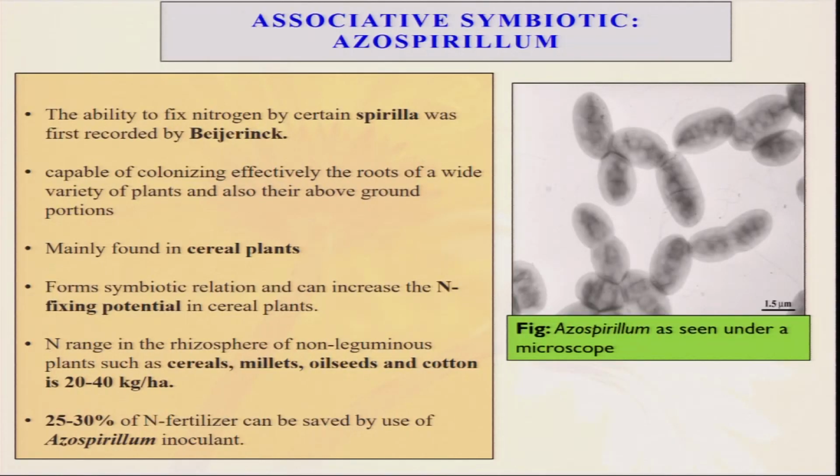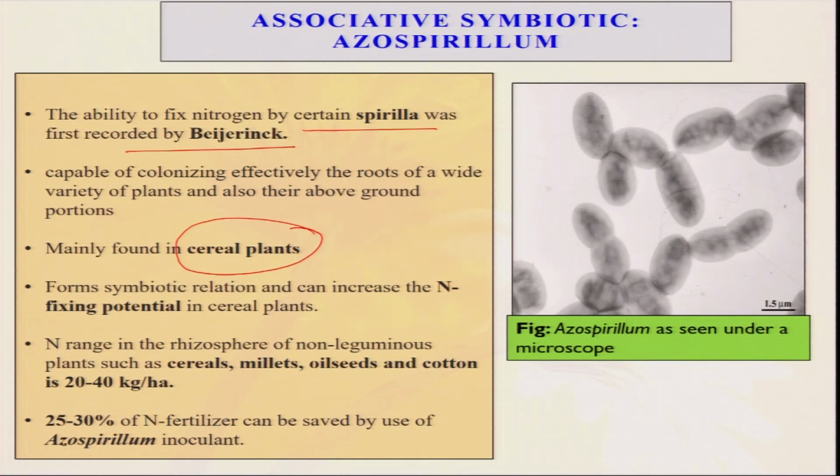This is the associative symbiotic Azospirillum. Just like the Rhizobium, they can also fix nitrogen, and they were first recorded by Beijerinck. They are mainly found in the cereal plants. Previously, I also told you that Rhizobium mostly grows in the leguminous plant.